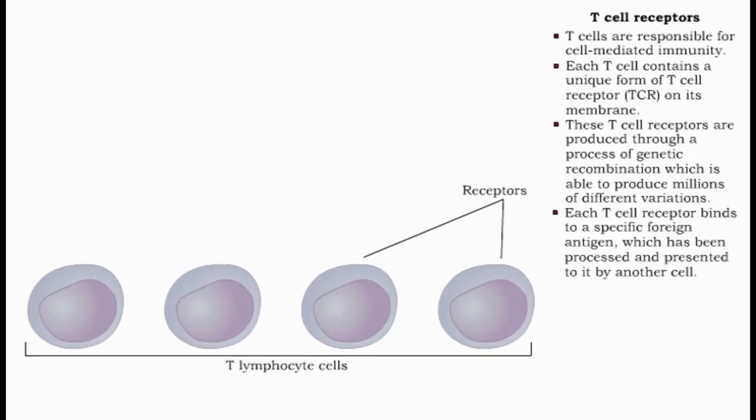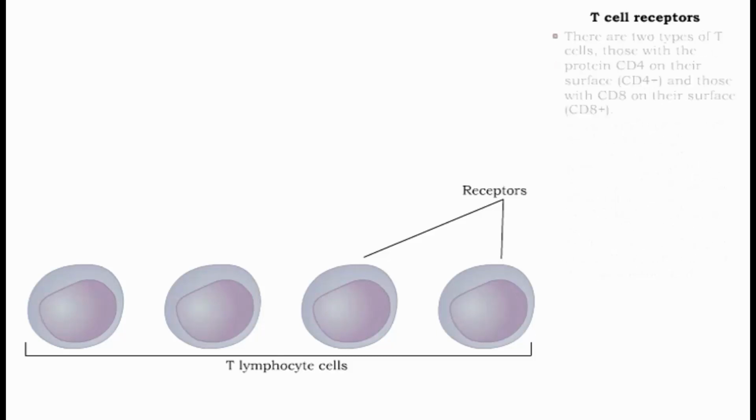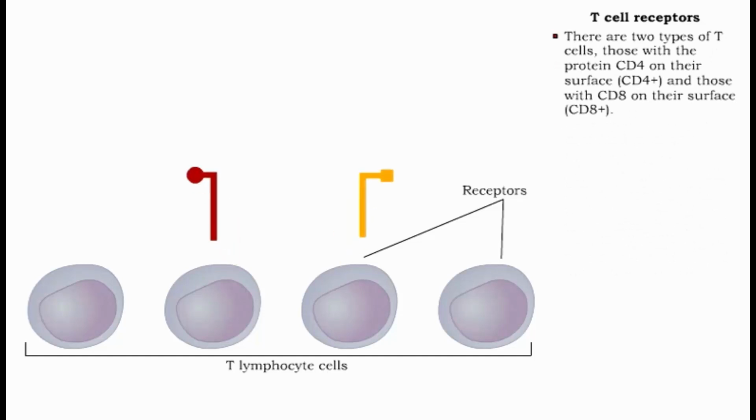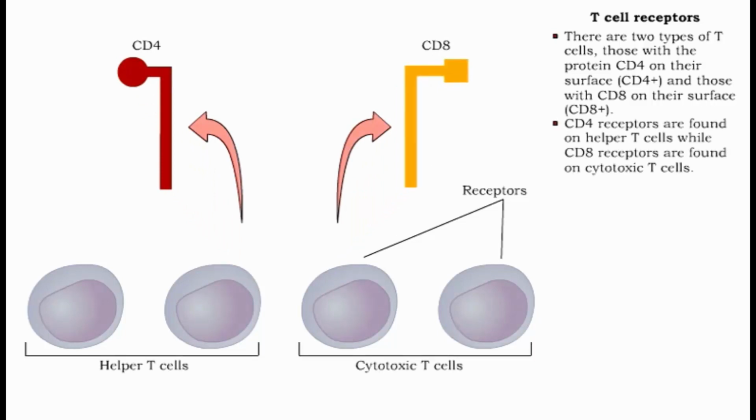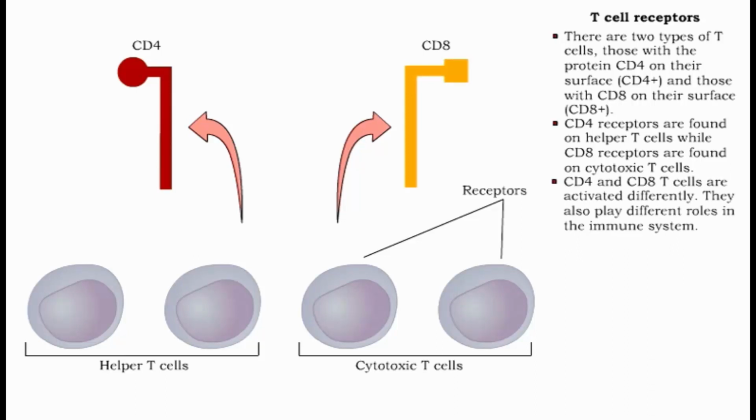T lymphocytes recognize such presenting cells by means of another surface protein called CD. There are two types of T cells, those with CD4 on their surface and those with CD8. CD4 receptors are found on helper T cells, while CD8 receptors are found on cytotoxic T cells. CD4 and CD8 T cells are activated differently. They also play different roles in the immune system.